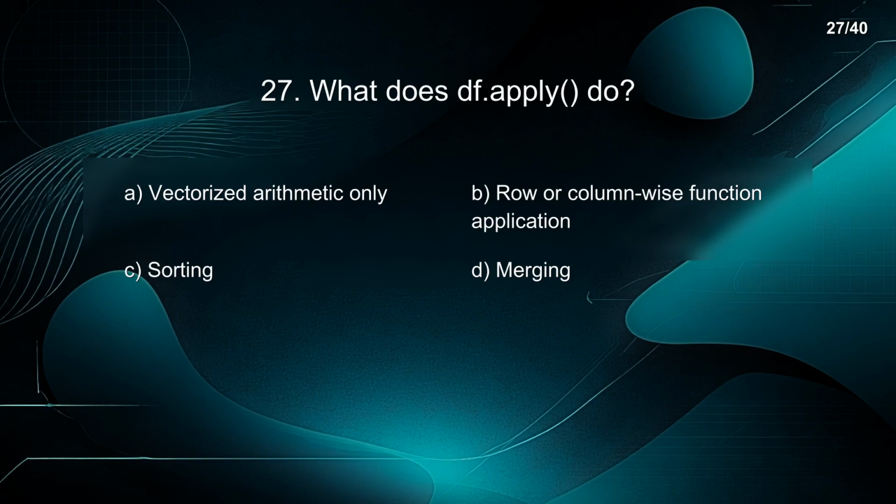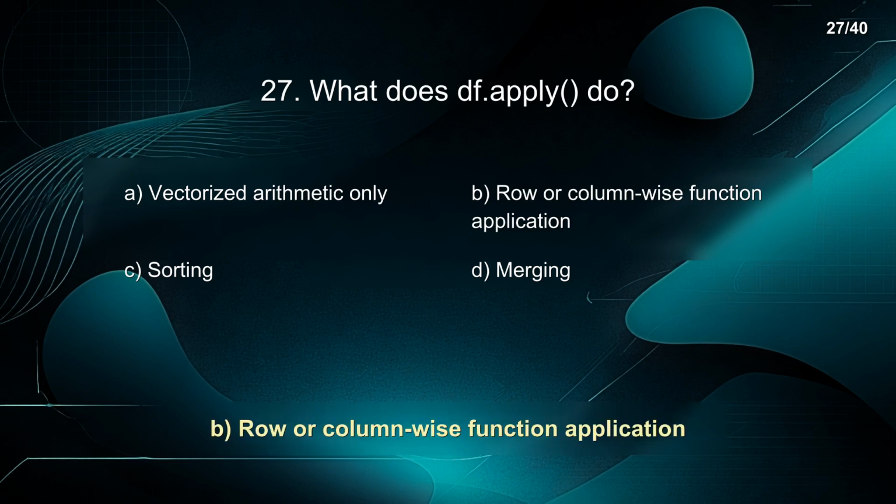27th question. What does df.apply do? A. Vectorized arithmetic only. B. Row or column-wise function application. C. Sorting. D. Merging. Correct answer is B. Row or column-wise function application.